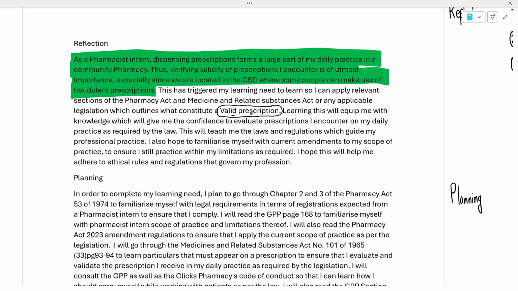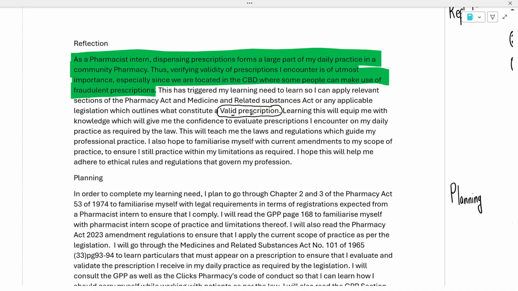It is better to actually say that this has triggered my learning to learn and apply the relevant sections of the Pharmacy Act and Medicines Act or any applicable legislation which outlines what constitutes a valid prescription, how to dispense it, and the required steps or when a prescription needs to be presented for dispensing. So even though your trigger is this, don't centralize it on what a valid prescription is. Centralize it, look at the requirements of the domain.